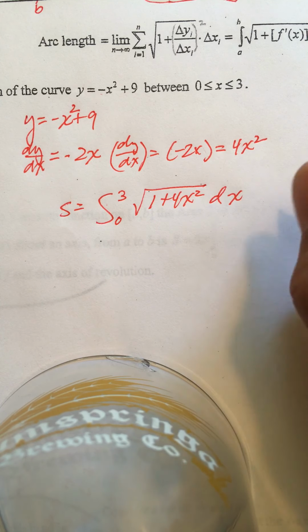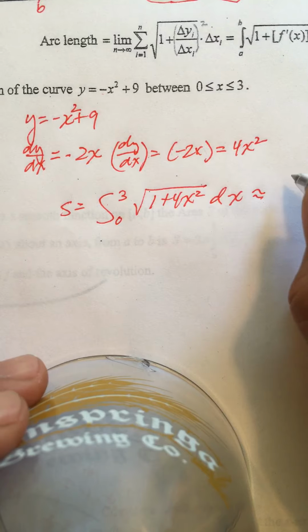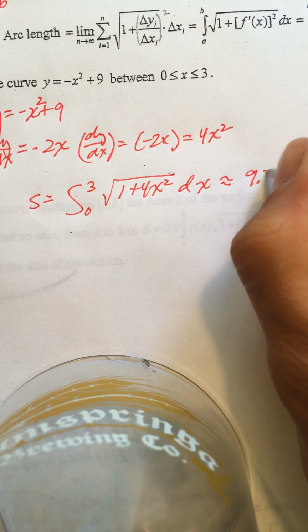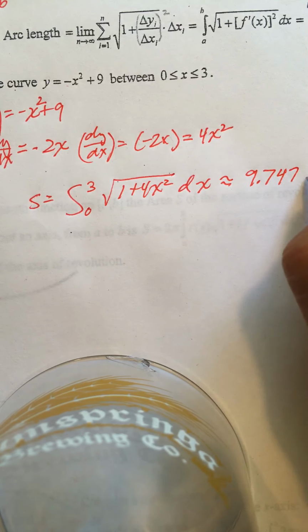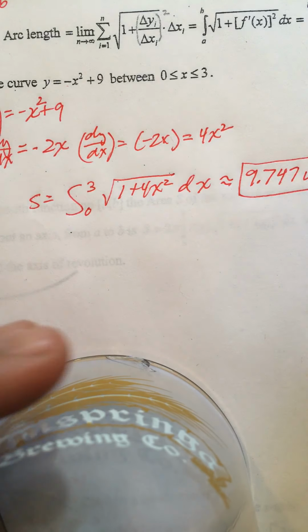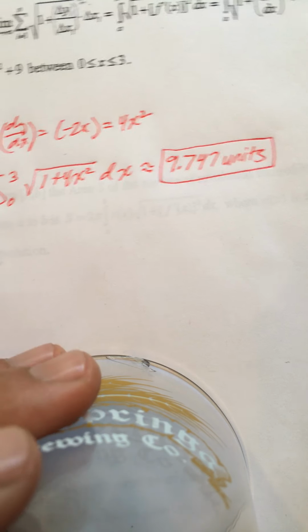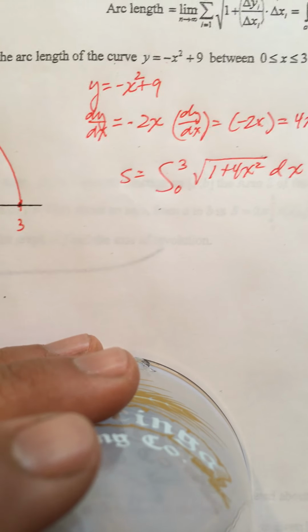We would go into the calculator to get an idea. We would plug it in and we would see that this is approximately 9.747 units long. Units just because it's a length, okay, not cubed or squared as though it was a volume or an area. Now what's kind of cool about this, guys, I'm going to show you this.